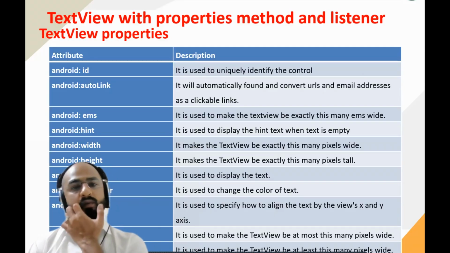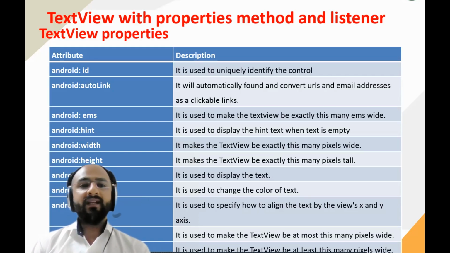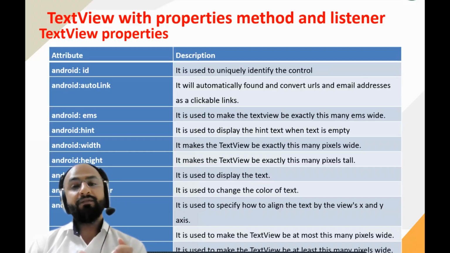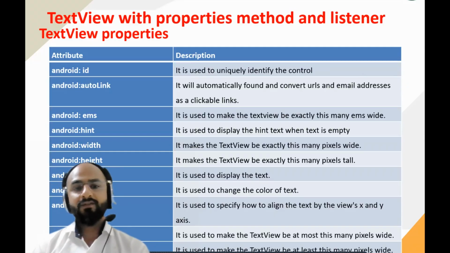Suppose in the text view you have written any URL, and you are providing the autoLink property, so that URL will be automatically found by the compiler, and when the user clicks on that URL, the URL will be opened in the browser. So this is the main use of autoLink.